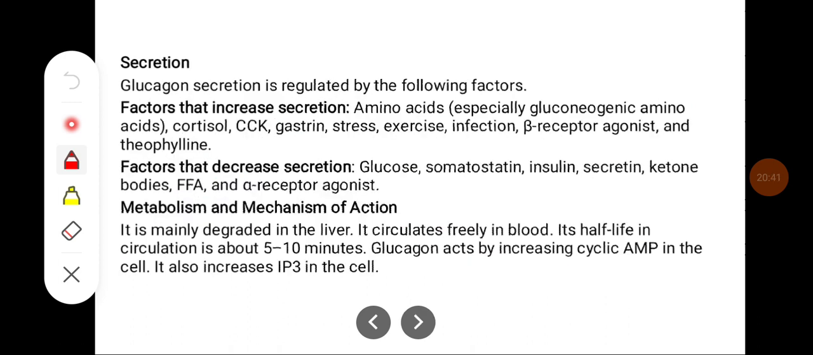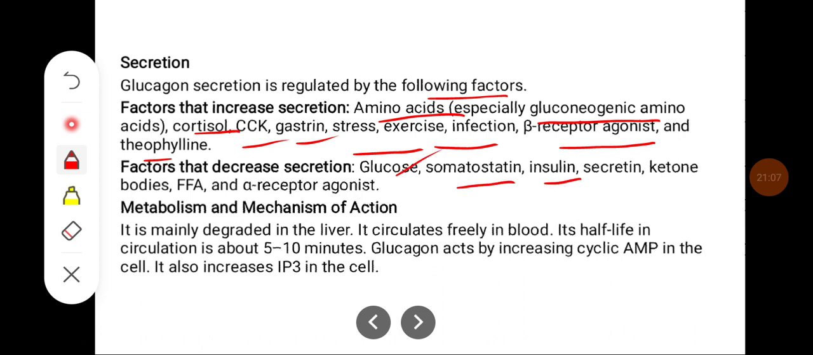Glucagon secretion is regulated by the following factors. Factors that increase secretion are amino acids, especially gluconeogenic amino acids, cortisol, CCK, gastrin, stress, exercise, infection, beta receptor antagonist, and theophylline. Factors that decrease glucagon secretion are glucose, somatostatin, insulin, secretin, ketone bodies, free fatty acids, and alpha receptor agonists.